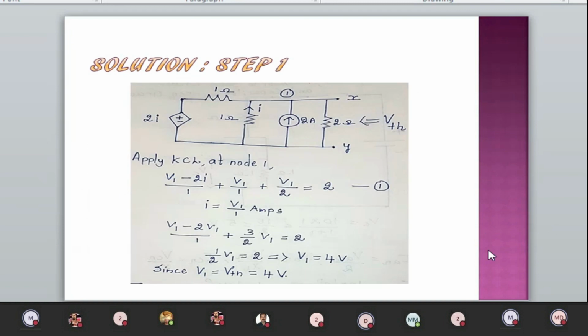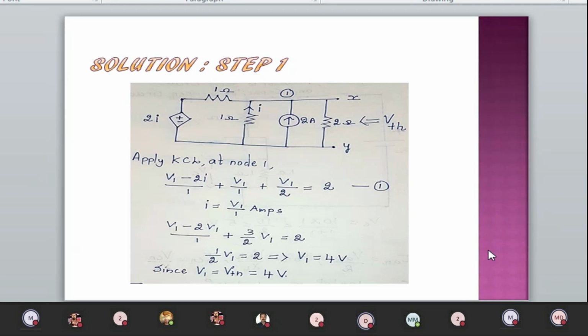Now, you can notice that you have only one principal node. Okay, that is V1. I'm going to apply Kirchhoff's current law at node 1. What is current entering? 2 amps. Current leaving is V1 by 1 plus V1 by 2 plus (V1 minus 2I) by 1 equal to 2. But what is I? I is equal to V1 by 1. I'm just substituting that. So (V1 minus 2 V1) by 1 plus V1 by 2 equal to 2. After simple manipulation, V1 is 4.